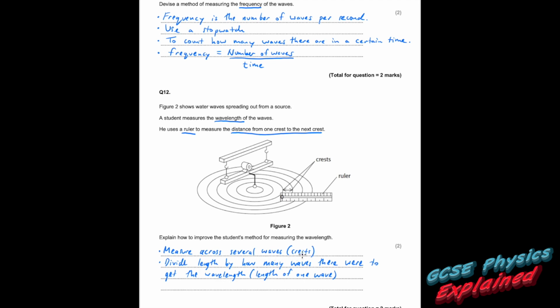So measure across several waves. So you could measure, there's one wave, two waves, three waves. It'll be much easier to measure across the three waves. Then once you've got the three waves, divide that length by how many waves there were. So just say that was 15 centimetres. That would be 15 centimetres divided by three waves. So the wavelength of one wave would be 5 centimetres. I hope that makes sense. And that's always the way that you make it more accurate.